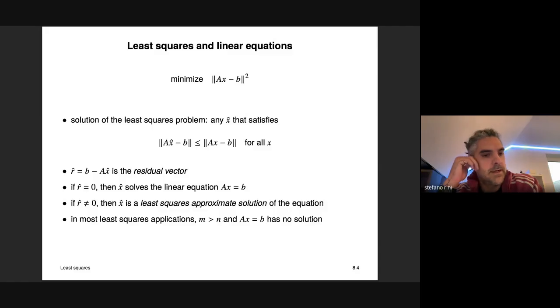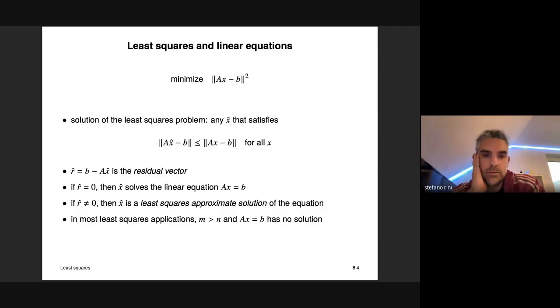But if we cannot find R hat exactly equal to 0, then we have a least square, right? So it's an approximate solution. And that's why we call it the least square, right? Because it is the solution that provides the least square of the residuals. So we don't say residual, just say least square. But in your mind, you know it's the least square sum of residuals, basically.